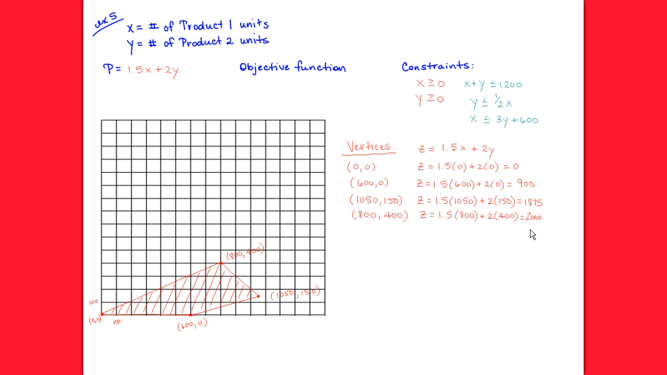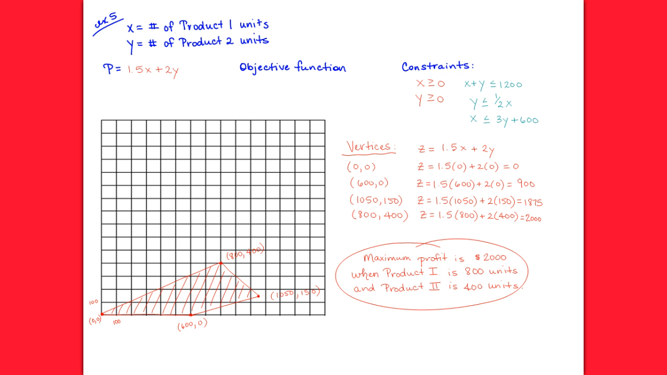So it depends on what they ask me to find. If they say, what is the maximum profit? Then I would say 2,000. More likely they're going to say, how many of each product do I need to make in order to maximize my production? So in that case, x was 800, so that means I need 800 of product 1, and y was 400, so that means I need 400 of product 2. It's just whatever they ask me for in my answer.